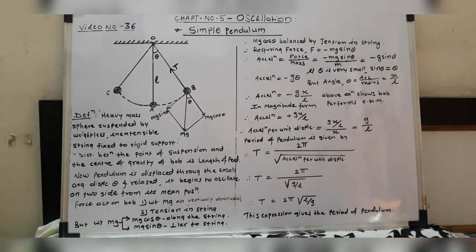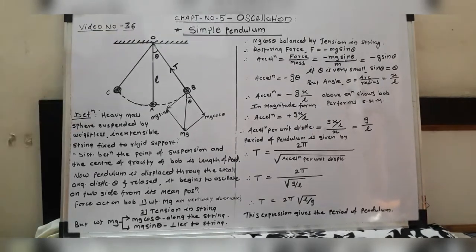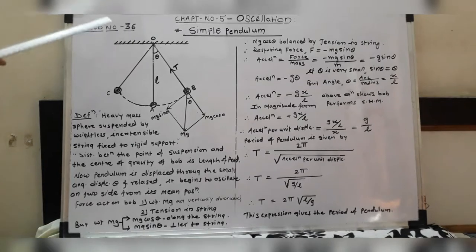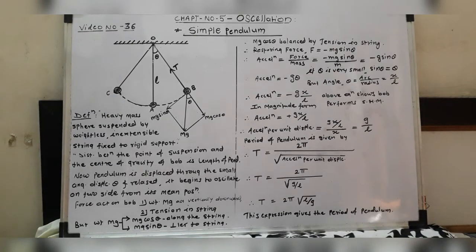Now I have to see here the chapter number 5, oscillation, and the next point in that chapter is the simple pendulum. It's very important. You have to ask these questions like this: define the simple pendulum and show that the pendulum performs the SHM, and also find out the period of pendulum. Then we have to derive this expression for this simple pendulum. Now we have to draw here the diagram for this simple pendulum. Then what is meant by the simple pendulum?